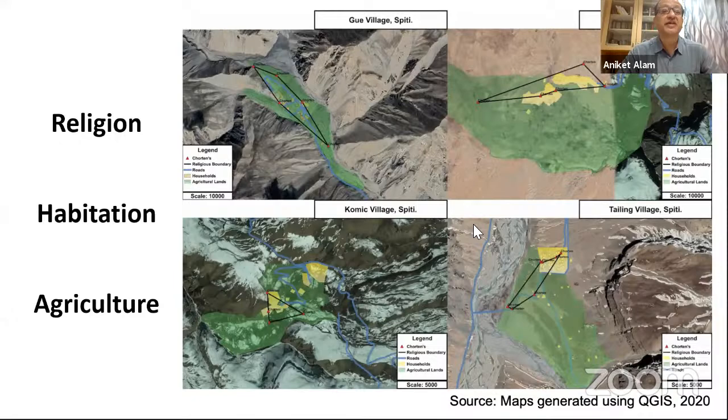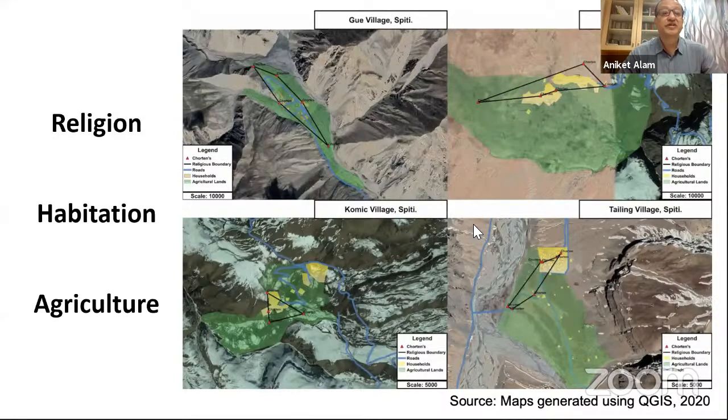Now, if you look at this in Gyu village, for example, up here in the top left, you see that the totems typically are along the agriculture area, but the agriculture area is extending beyond. But the habitations typically are still within that. If you look at the top right, you'll see that the habitations are there, but the agricultural fields are spilling all over the place and they're not protected anymore by the totems.